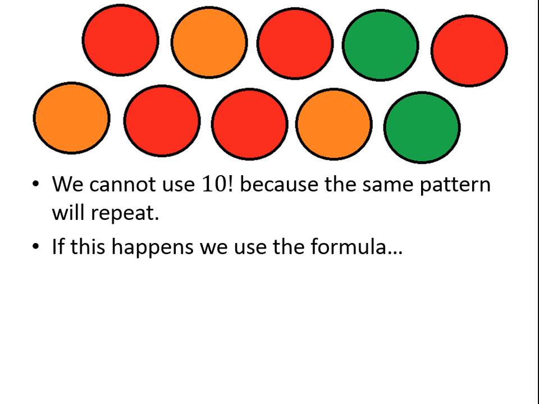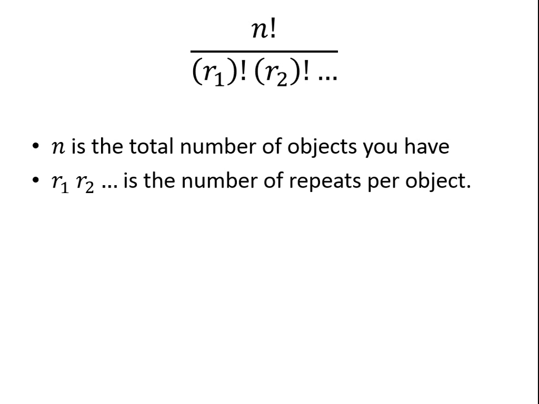So we have to use a slightly different formula to deal with these non-distinguishable objects. And that formula is as follows: n factorial all over r1 factorial times r2 factorial times r3 factorial times r4, and so on. The n factorial is your total number of objects. I had 10 circles, so that goes on top, 10 factorial. Underneath that, for every repetition, you take the factorial of how many times they repeat. I had 5 red, so I have 5 factorial on the bottom, along with 3 factorial for the orange, and also 2 factorial for the green.